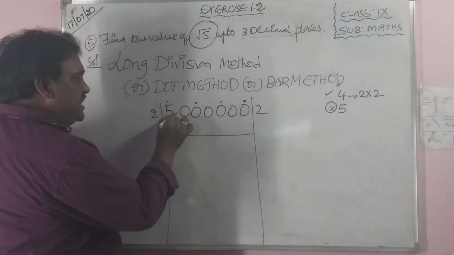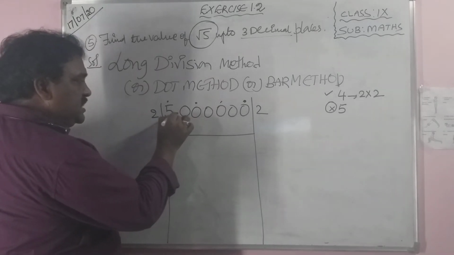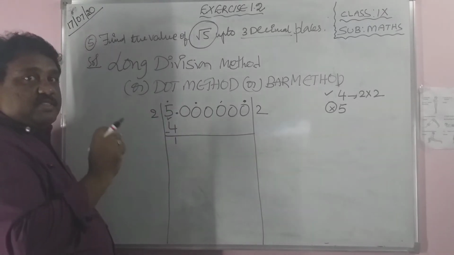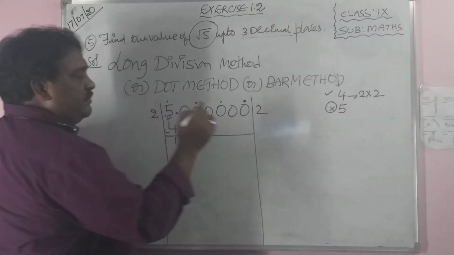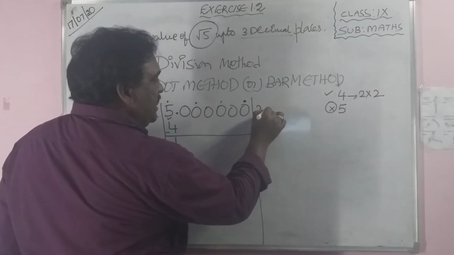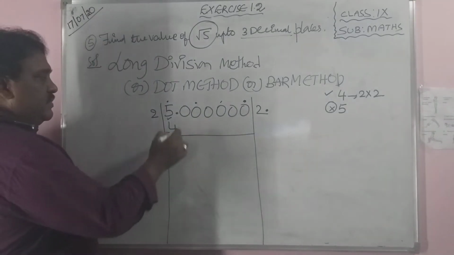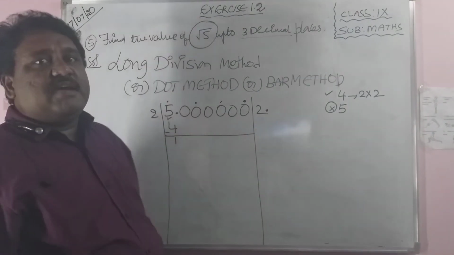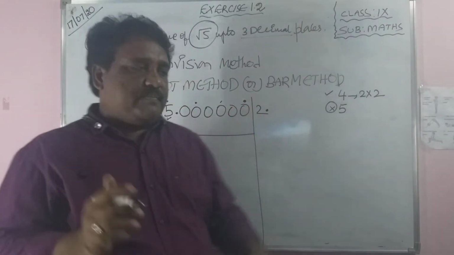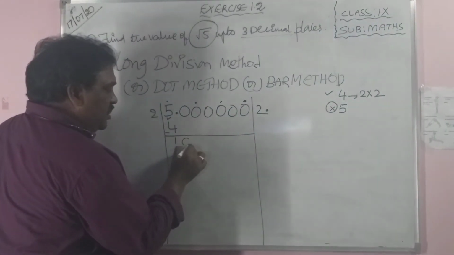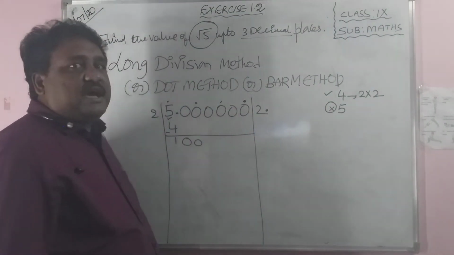After 5, what is there? See, this is important. Dot is there. Then, where to keep the dot? Here only. Keep the dot here only. 2 point. Then 2 zeros down. Every time 2 zeros down. So 2 zeros down means the number becomes 100.